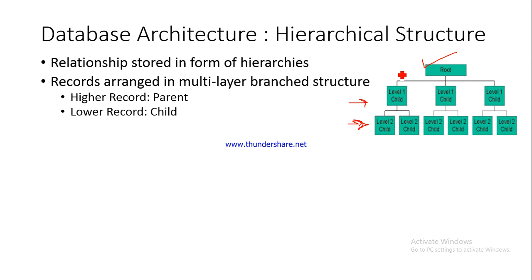The records are arranged in multiple layers and they are branched. You can see this branch from level 1 child, we are seeing level 2 child, right? So this is how the hierarchical structure is arranged. The higher record would be known as the parent and the lower record is known as the child. Now please understand what we mean by this. Here the root is the parent and this one is the child, level 1 child. That is why it has been mentioned as level 1 child.